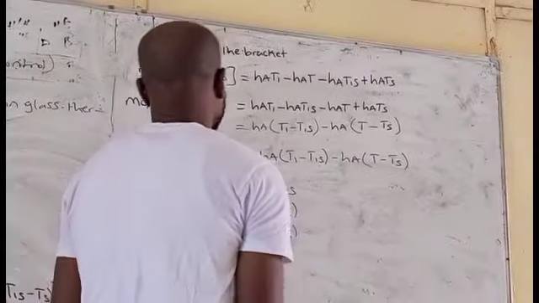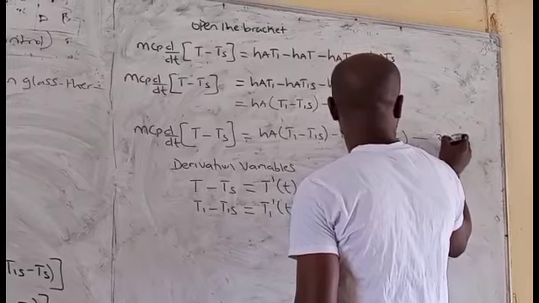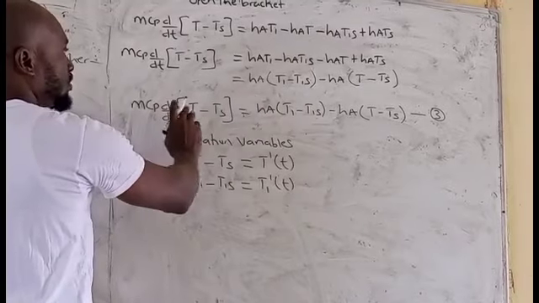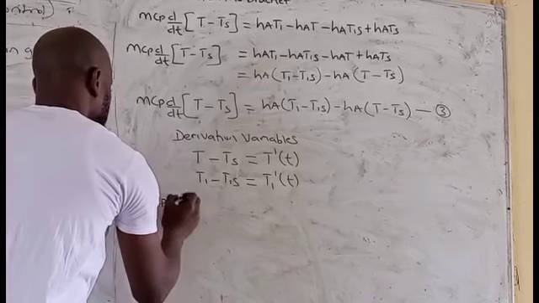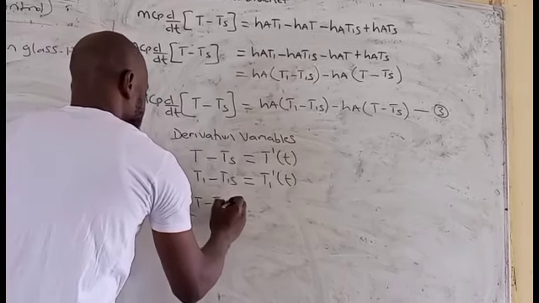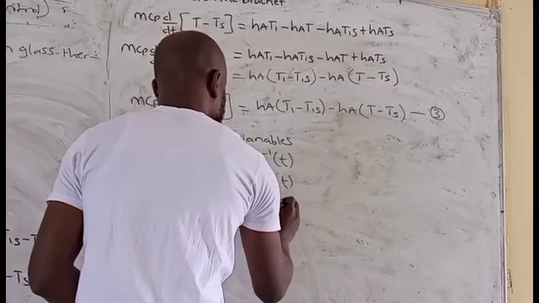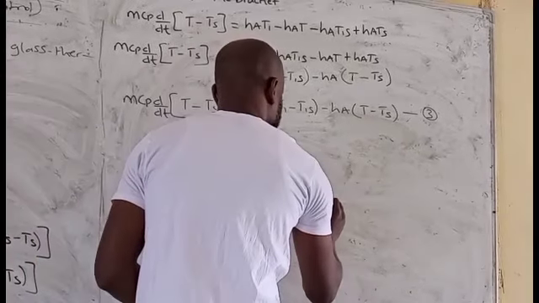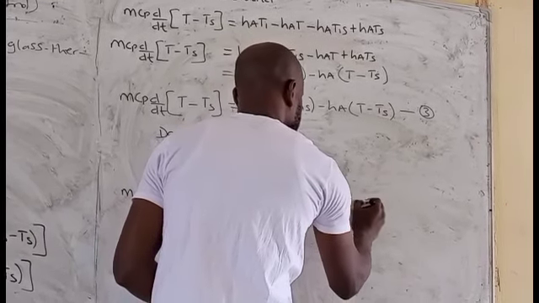Now, before I come to this aspect, let's say here is equation 3. Before I move to that, I now have to look at bringing back equation 3 here. In equation 3, I have MCp d over dt of T minus Ts is equal to Ha into T1 minus T1s, then minus Ha into T minus Ts.